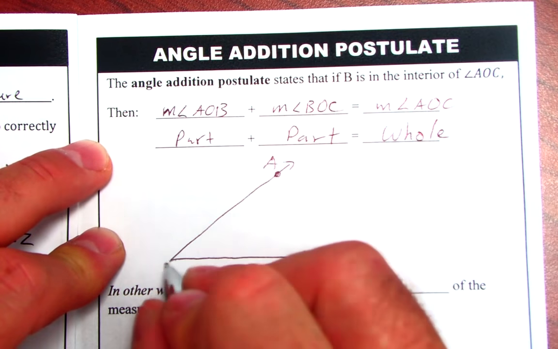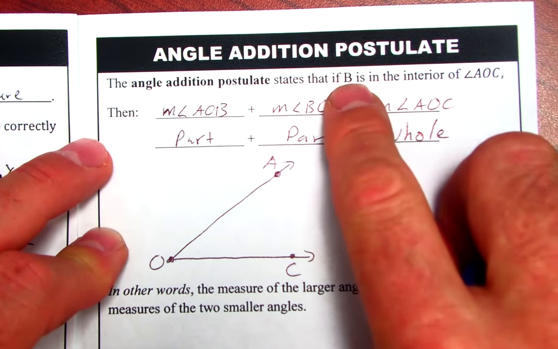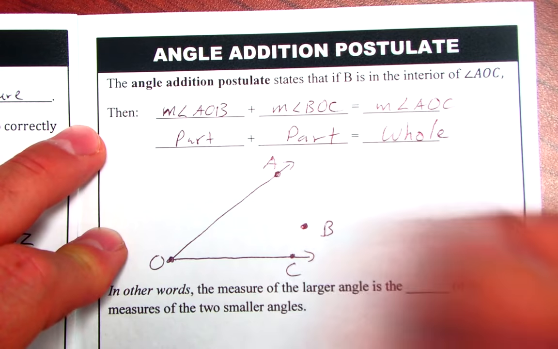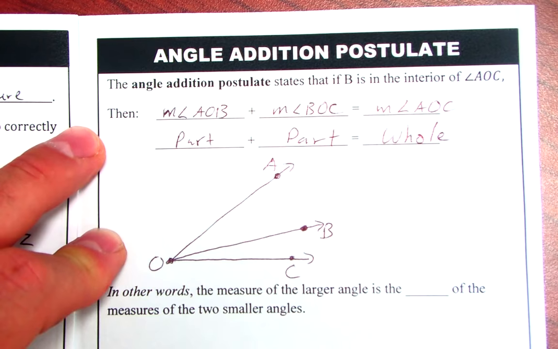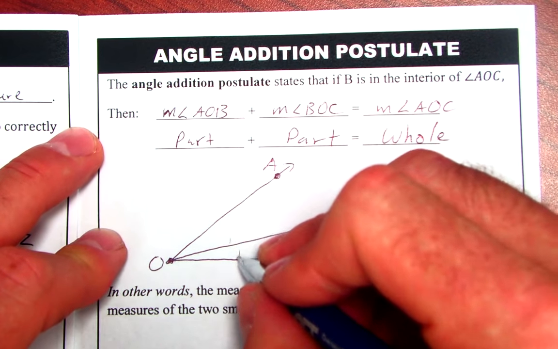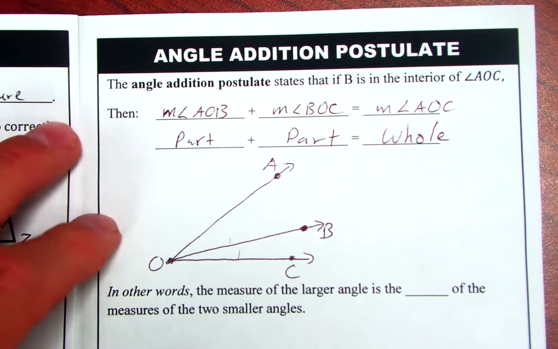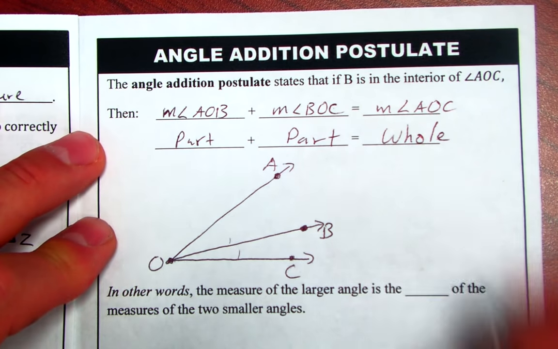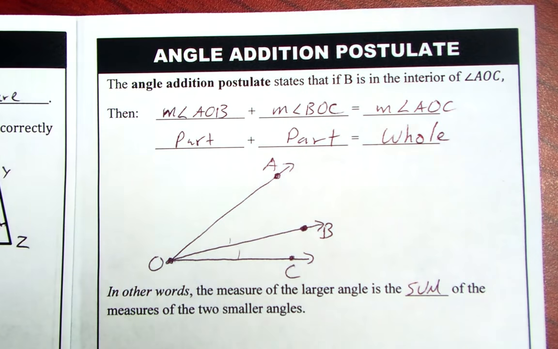Right, so this is the original angle, angle AOC. And then B is on the interior. So it doesn't matter where B is. It's just a point on the interior. Okay, so now all we're saying is this part plus this part is equal to the whole angle. So in other words, the measure of the larger angle, that's angle AOC, is the sum of the measures of the two smaller ones.